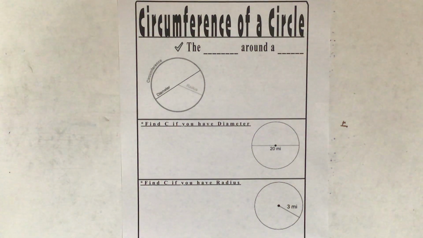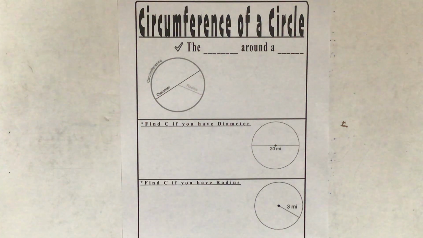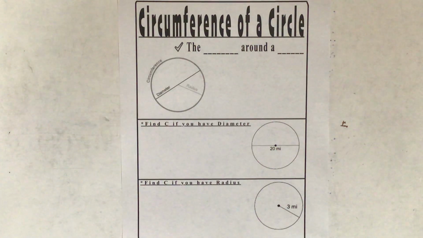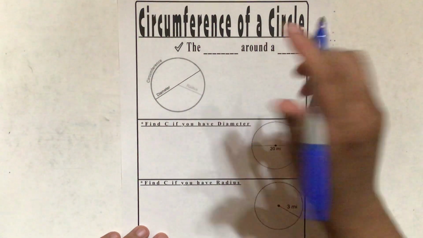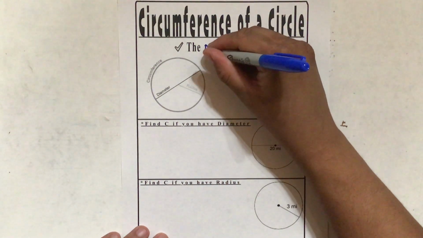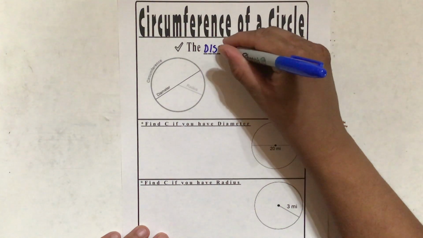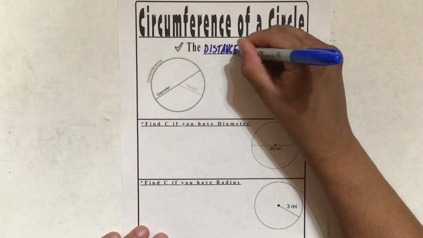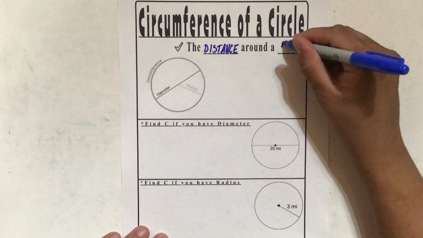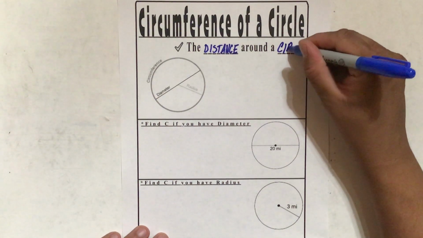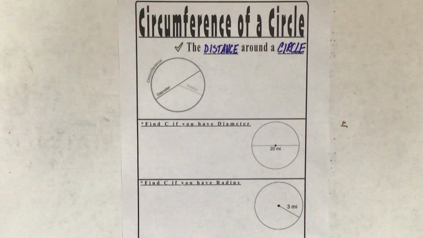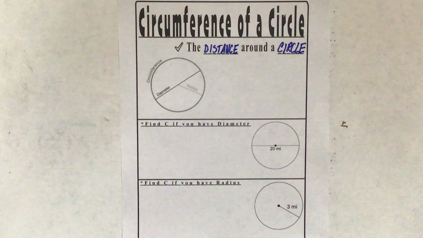Okay, everyone, today we're going to be dealing with the circumference of a circle. So let's fill out here our first check mark. What goes here is the distance around a circle. So the circumference is the distance around a circle.